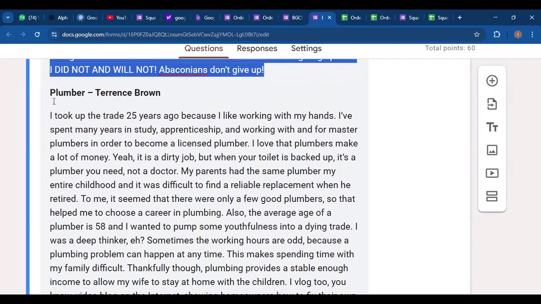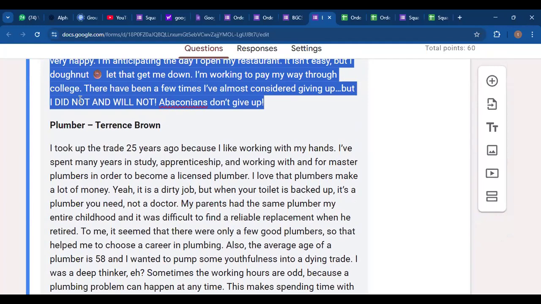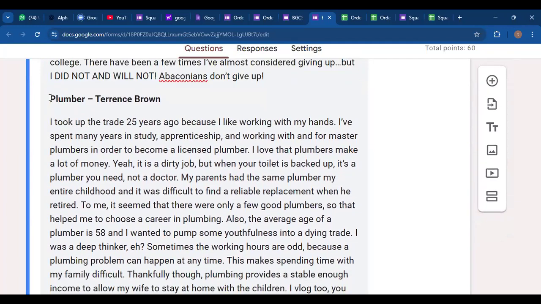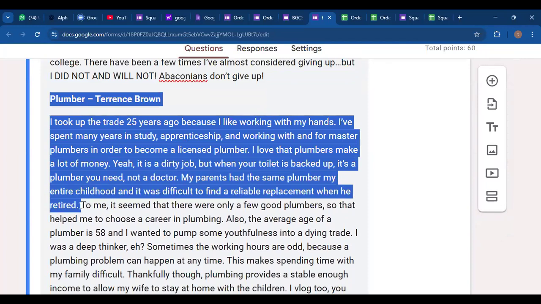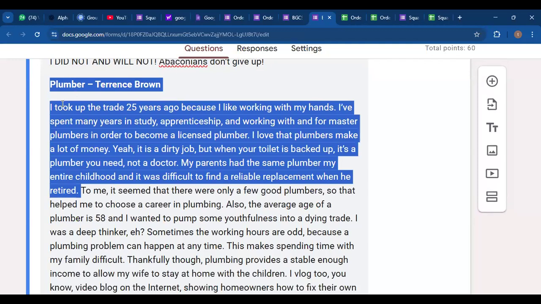Very good. Question: Renique, what is Abaconians? People who live in Abaco, or who come from Abaco. Renique, where's Renique? Renique Wood. Me? Go ahead.